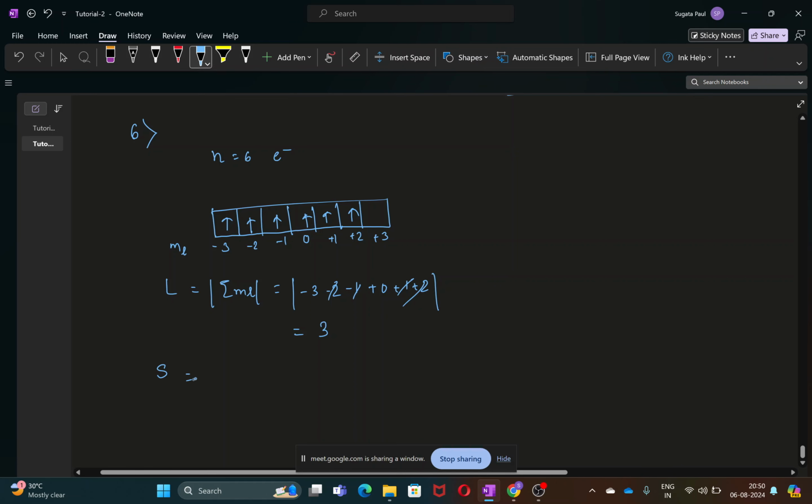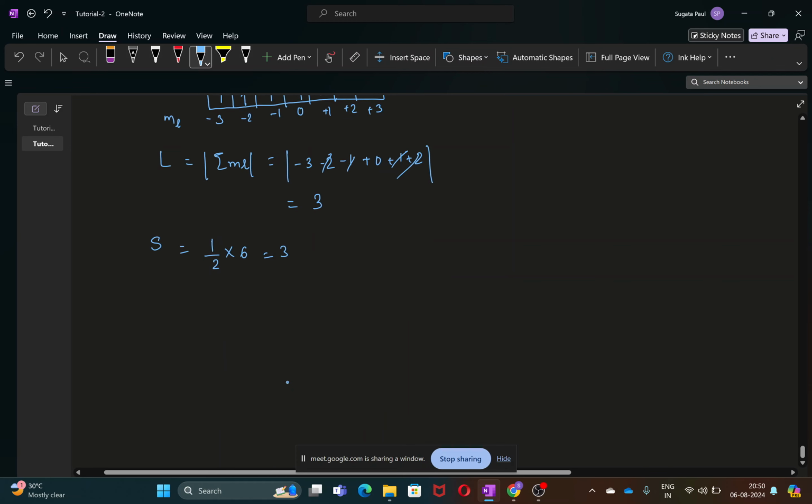Now S, the spin angular momentum, is half into 6 electrons, that means 3. So now you have J equal to, now these are 6 electrons, that means the F shell is less than half filled; to be half filled, in the F shell you have to have 7 electrons. So with 6 electrons you are less than half filled. So by following Hund's rule, your J expression is mod of L minus S. So that means it is mod of 3 minus 3, which is 0.